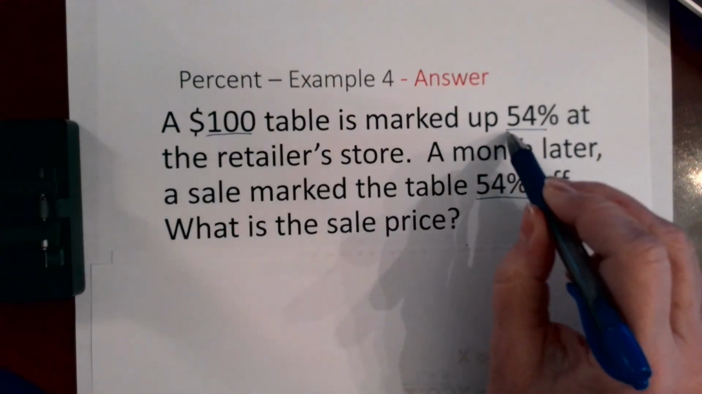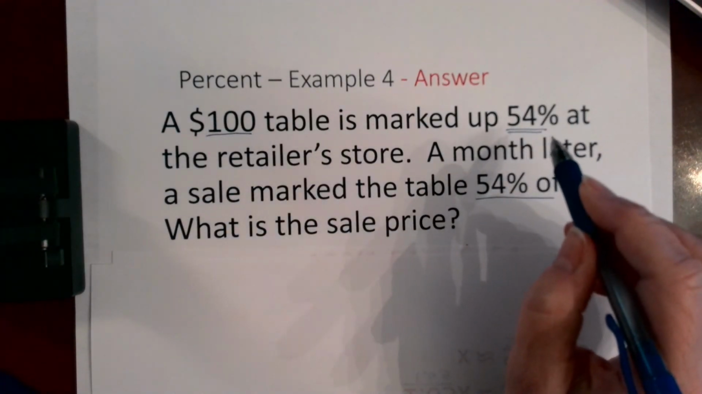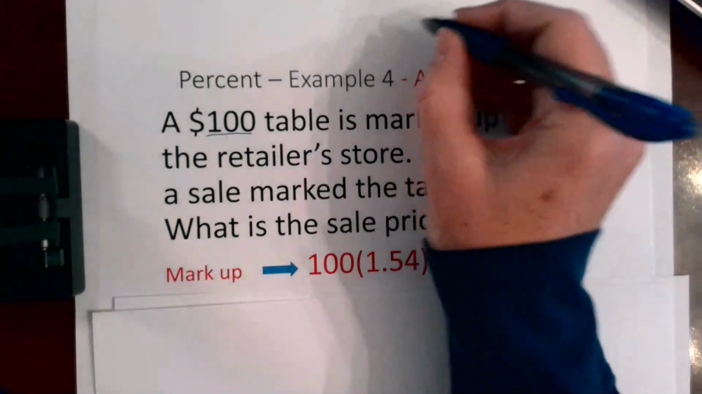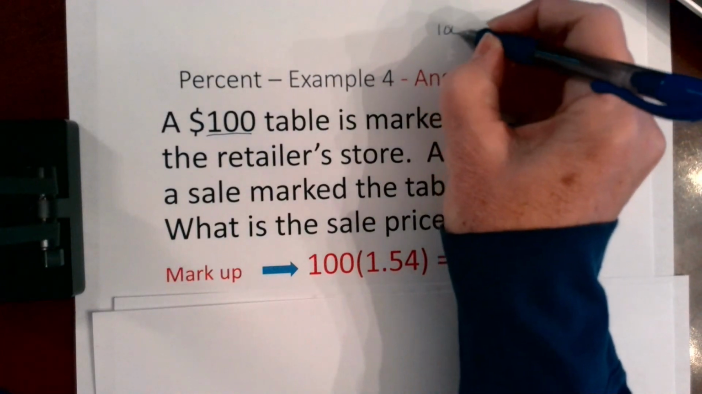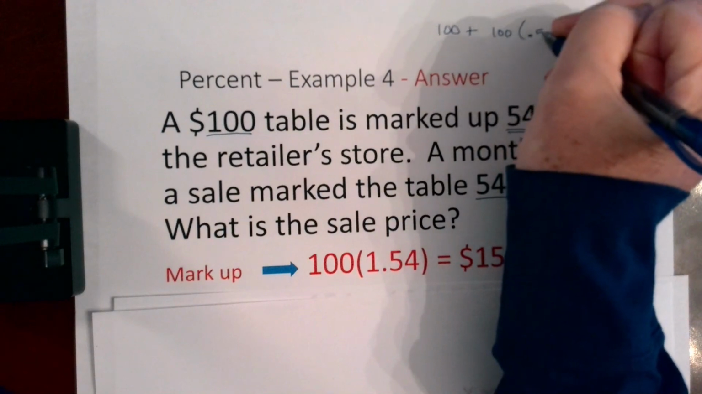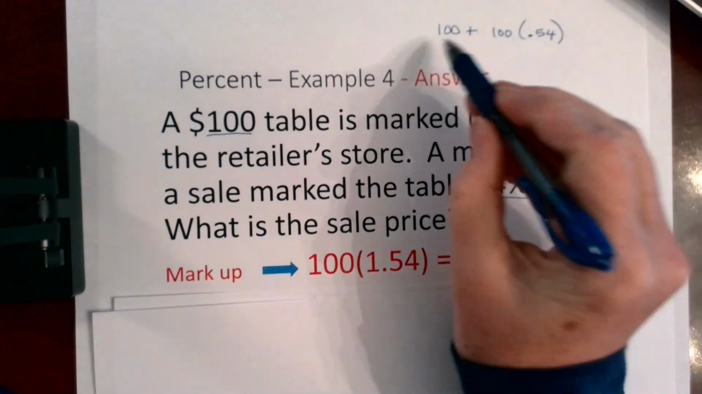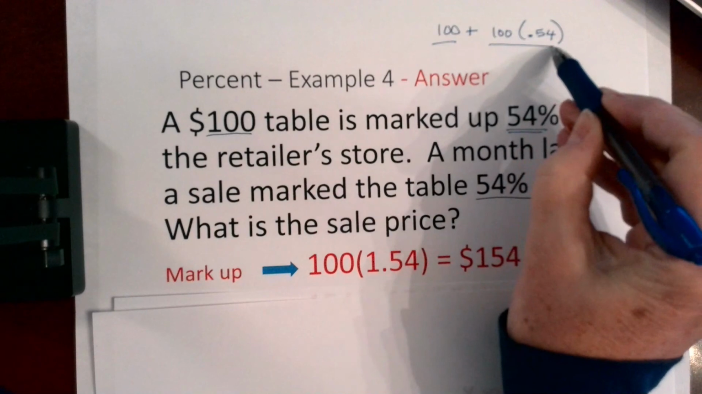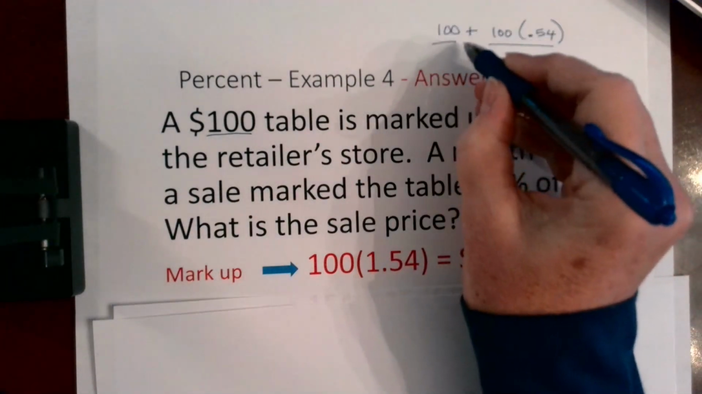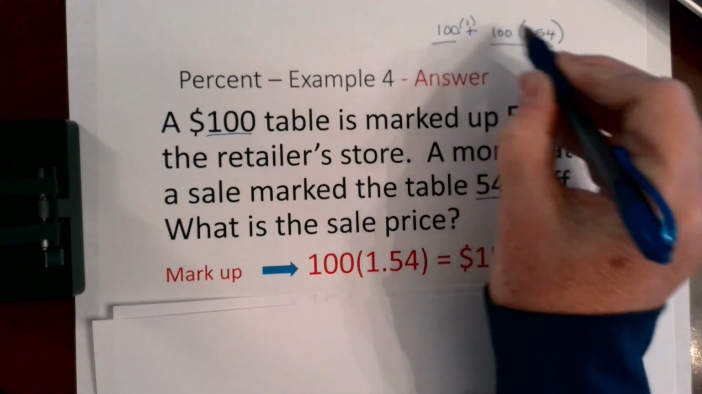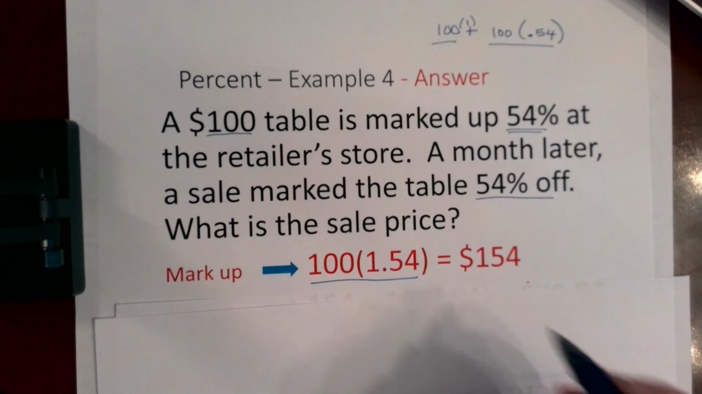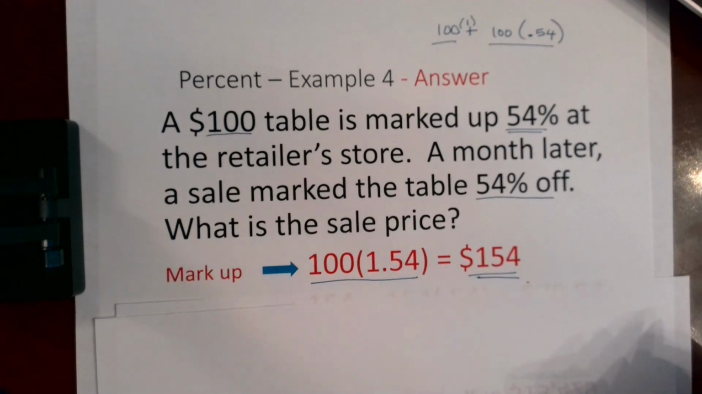$100 table, but you tack on 54% of it. So we need the 100, plus we need 100 times 0.54. 100 plus 54% of 100. That would make it 1 plus 0.54. 100 times 1.54. The table's now costing $154.